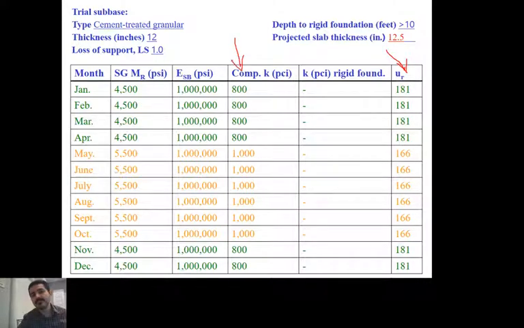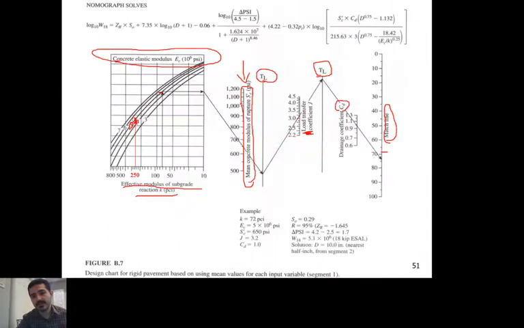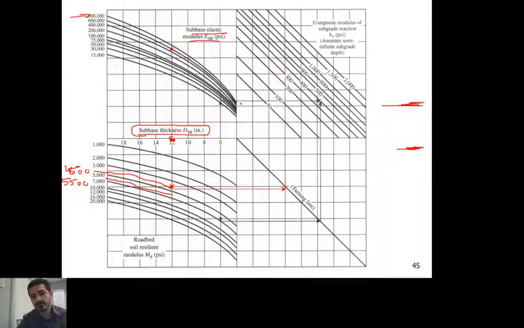The composite K value doesn't change. Why doesn't it change? Even if we're changing the projected slab thickness now to be 12 and a half, we fixed the thickness of the base. The base was 12 inches. Therefore, if you recall, the table to get the composite K for the first step only depends on the thickness of the subbase. It doesn't depend on the thickness of the PCC. So again, I'll go back with you one more time to remind you. Here we go. This table right here only depends on the subbase thickness, and since I'm fixing it, it didn't change from the previous iteration to this iteration, therefore I'm not going to repeat it.